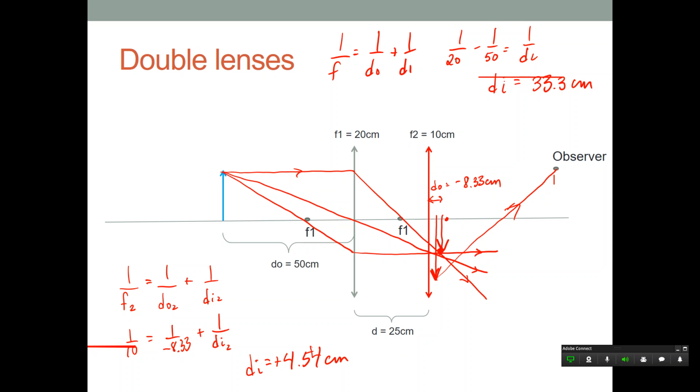So here the object is the smaller arrow. We consider that to be a negative DO, and if the DI is on the same side, then it has to be the opposite sign to it. What was your second question?